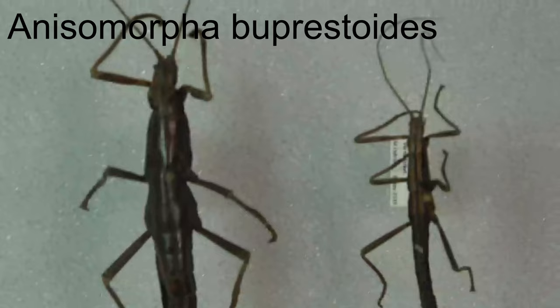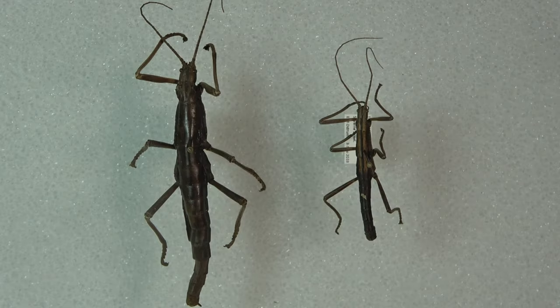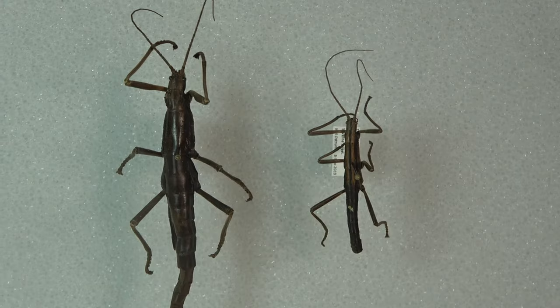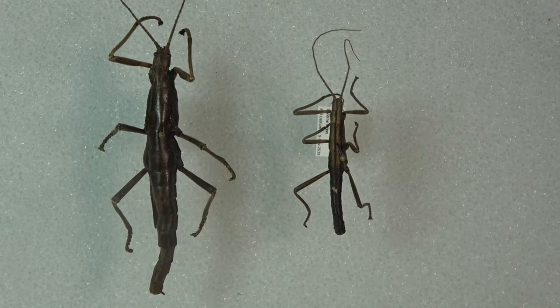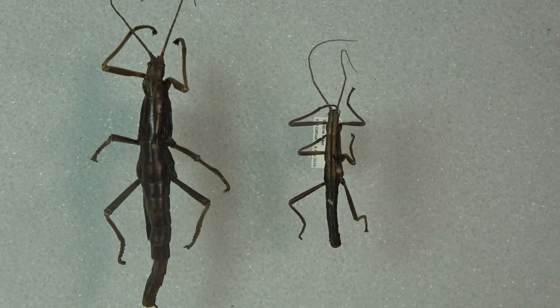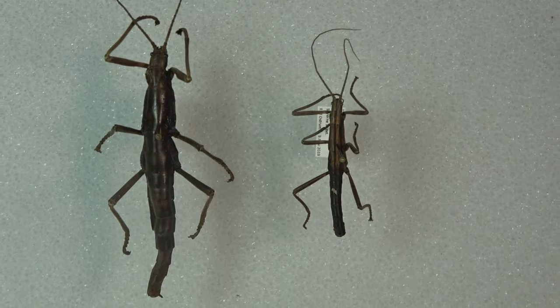All right, next we're going to look at size difference. One of the most notable size differences I have in my collection that I can show is this right here. This is the southern two-striped walking stick. If you might have guessed, on the left side, the big one is a female, and the one on the right, the small one, is the male. And these are full-grown adults. You can see the massive size difference between the two.